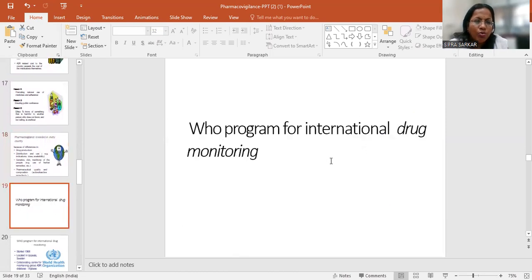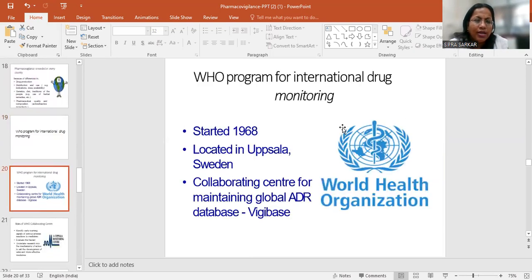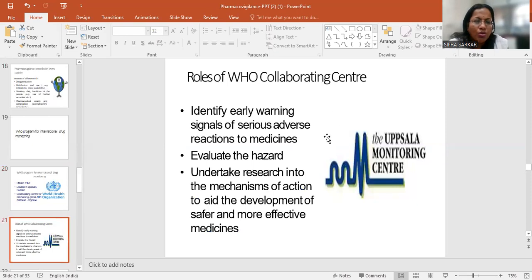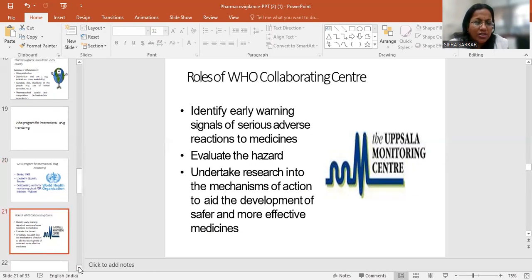Now, the WHO Programme for International Drug Monitoring was developed and started in 1968, and this monitoring is universal, with a collaborating center for maintaining the adverse drug reaction database, like GBS. So WHO plays this important role from different sides. The role of the WHO collaborating centers is to identify early warning signals of serious adverse reactions to medicines, evaluate the hazards, undertake research into the mechanisms, and aid the development of safer and more effective medicines. So this is how pharmacovigilance works.